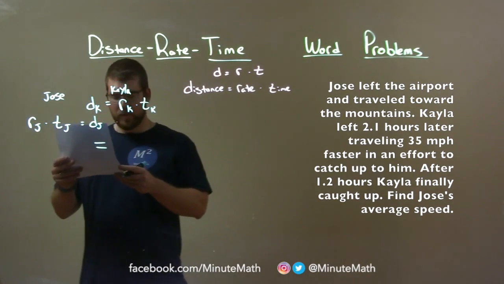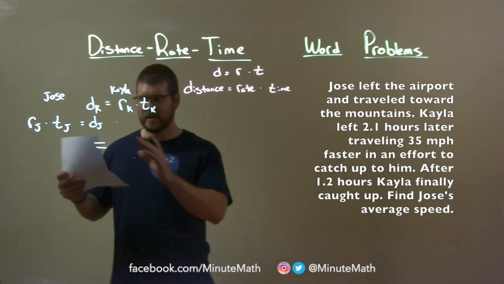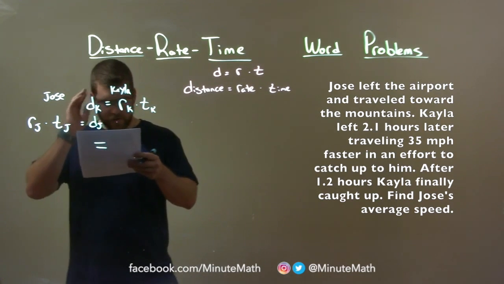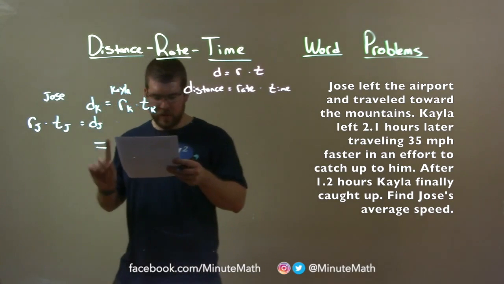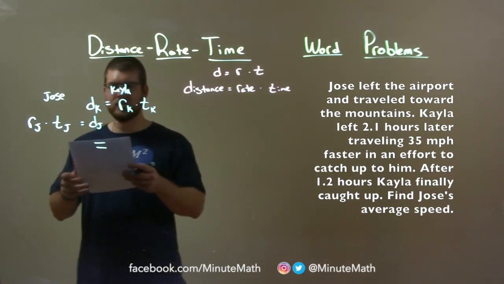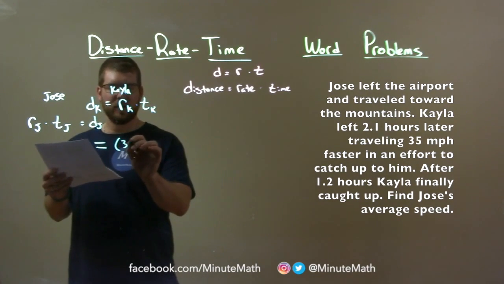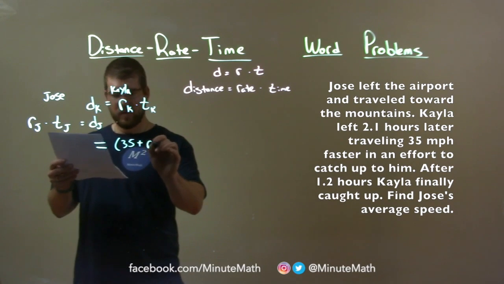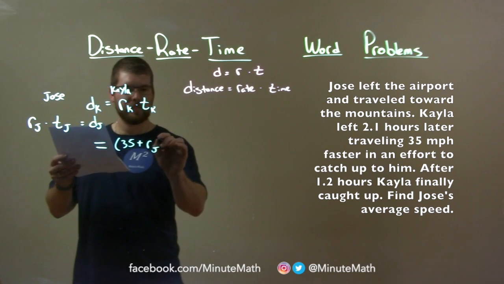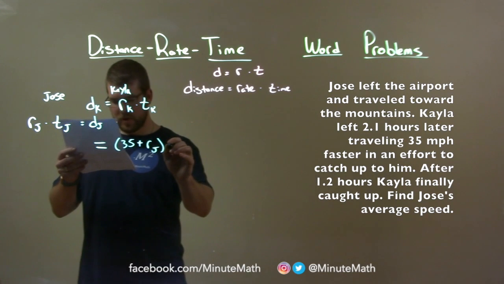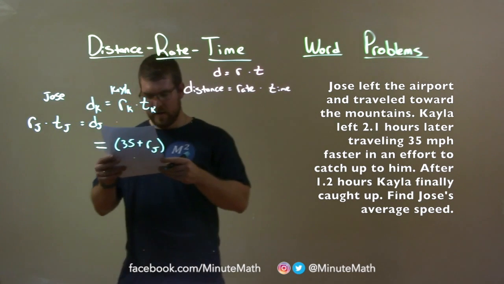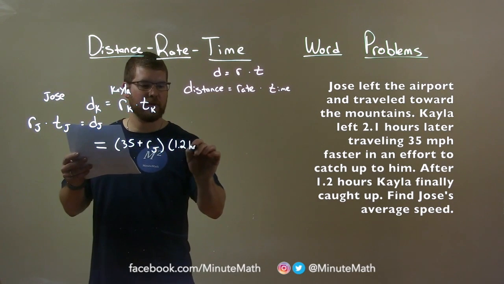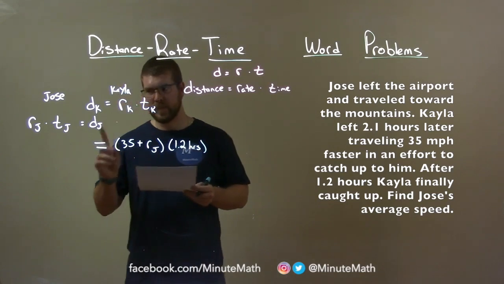Now, how can we write this? Because they're explained in terms of each other. Kayla's rate, they said Kayla was traveling 35 miles per hour faster than Josie. So her rate is 35 plus the rate of Josie, Rj. And she traveled a total of 1.2 hours before she caught up to him.